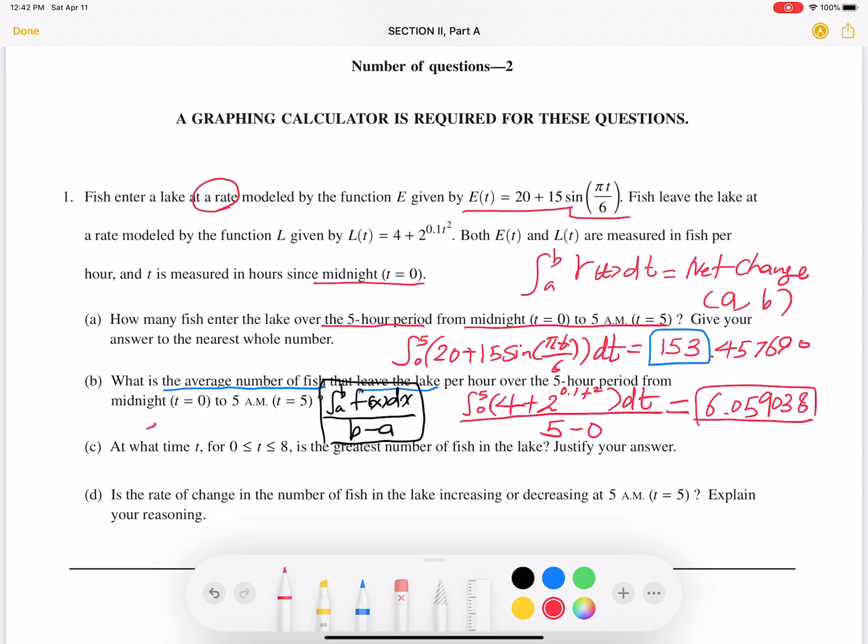Let's go to C. At what time t, for 0 to 8, is the greatest number of fish in the lake? It asks for the greatest number of fish in the lake. We're going to find just the t. So what is E of t minus L of t? E of t minus L of t.